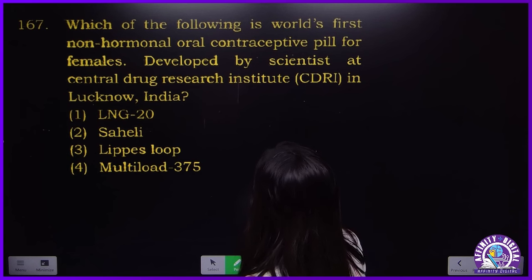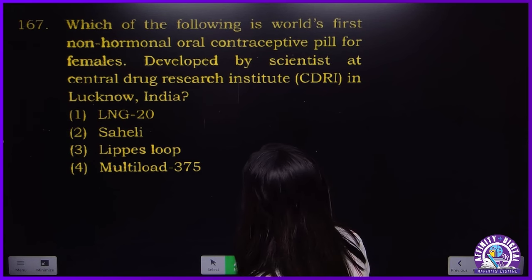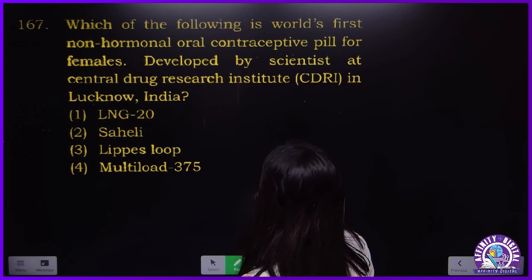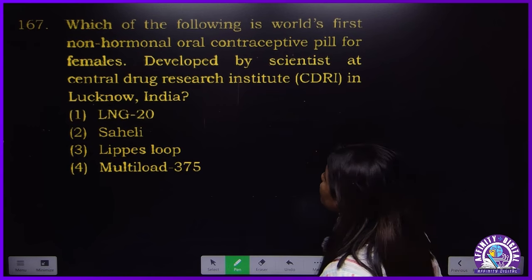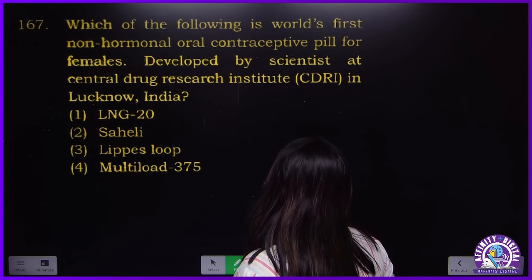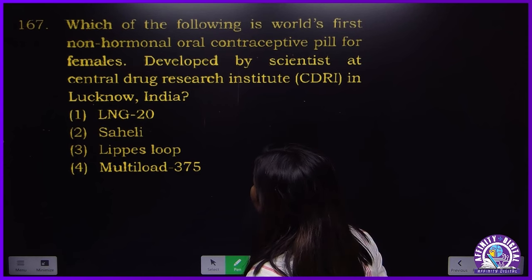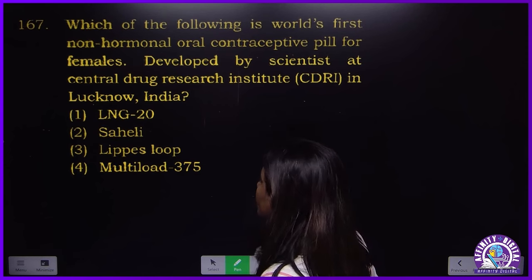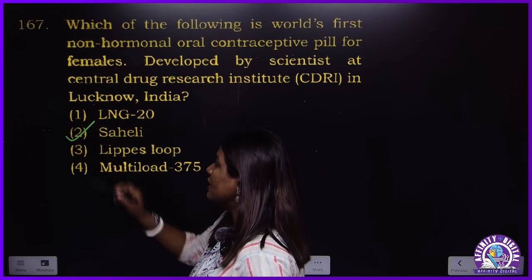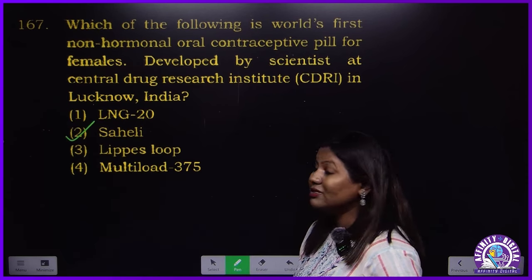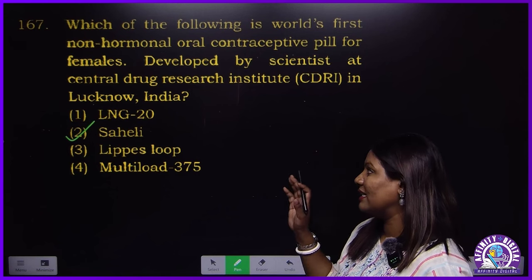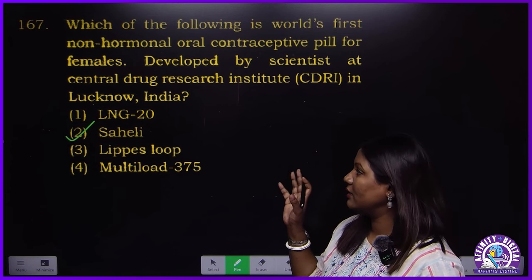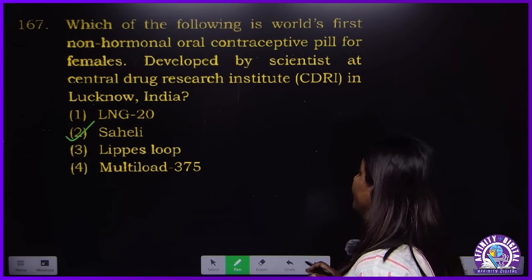Okay. Which of the following is the world's first non-hormonal oral contraceptive pill for females developed by the scientists of Central Drug Research Institute, CDRI in Lucknow, India? Of course we know it is Saheli, which is non-steroidal. It blocks estrogen receptors, and this is the mechanism it follows.